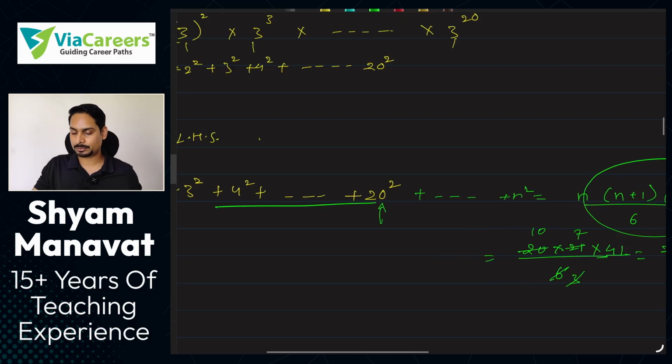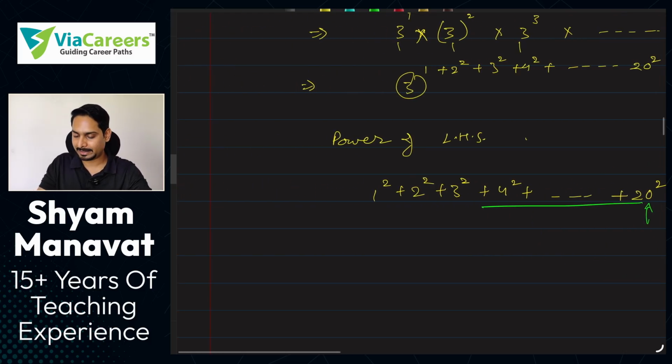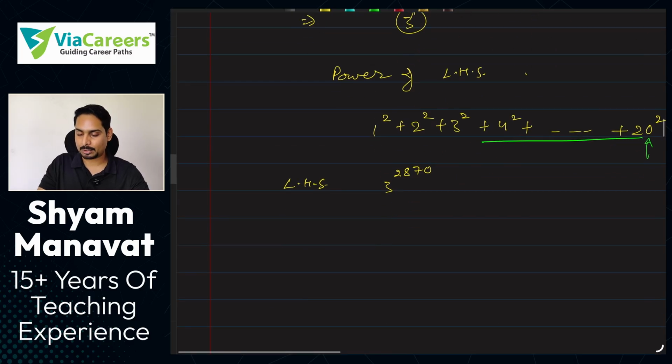Okay, try this out. So basically here you got LHS, the left hand side. If you want, write it again: 3 is to 2870. This is your LHS. Now let's talk about RHS.